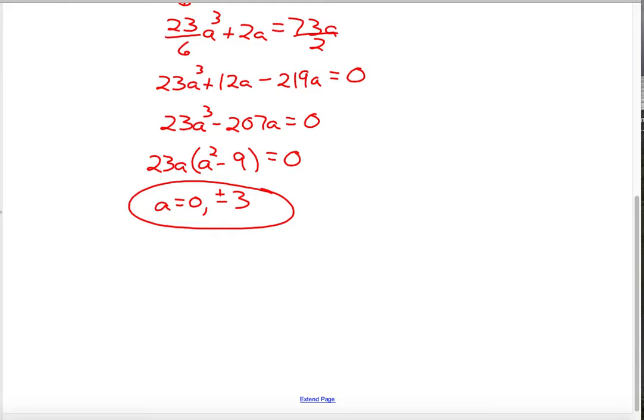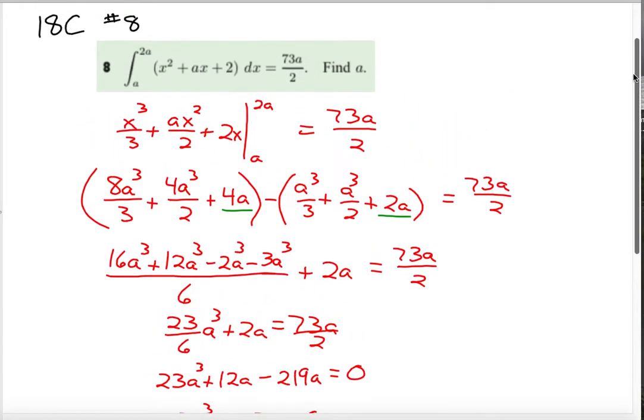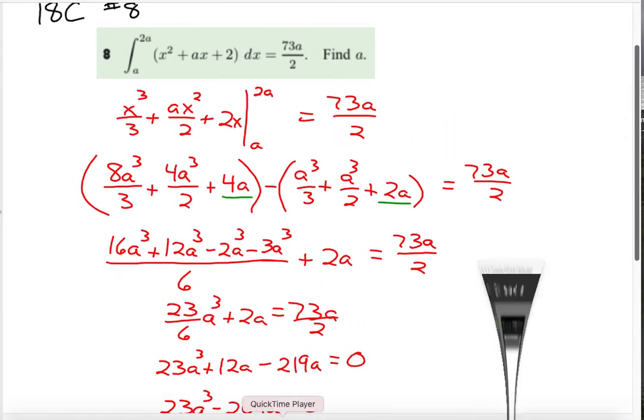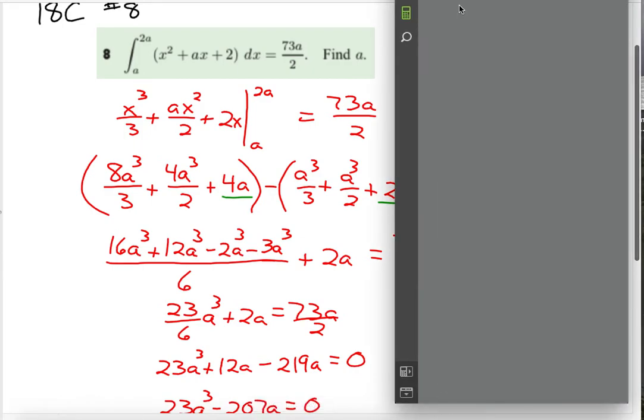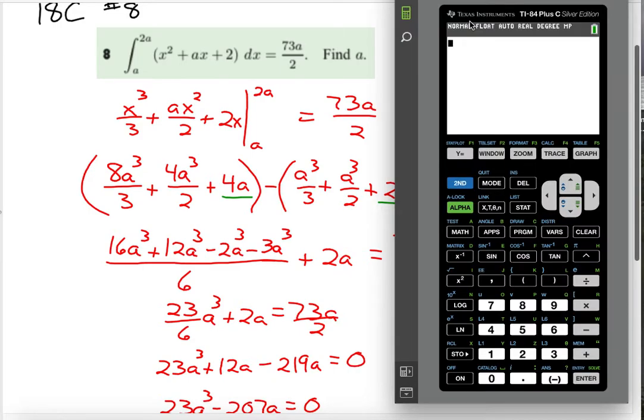Now, one thing you can do, which is always nice, is you can check those values. So I guess what I could do is grab my calculator, and if a is equal to 0, so if I go back up into my original integral, if a is equal to 0, then I'm going from 0 to 0 of whatever, and then that's going to equal 73 times 0 over 2. Well, obviously, the integral from 0 to 0 of anything is going to be 0, and so that'll equal 0. So it works for 0.